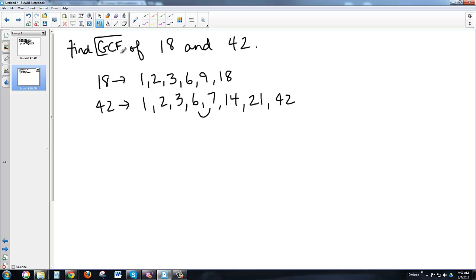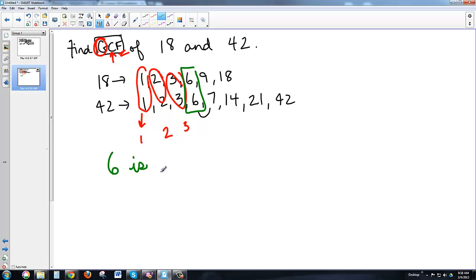Now to find the greatest common factor, meaning the biggest that's in both lists of factors. Is 1 the biggest common? No. But it is common. This one is a common factor. This is a common factor. This is a common factor. Are they the greatest? No. If you look down the list, the greatest common factor, the biggest number in both lists, is 6. 6 is the greatest common factor of 18 and 42.